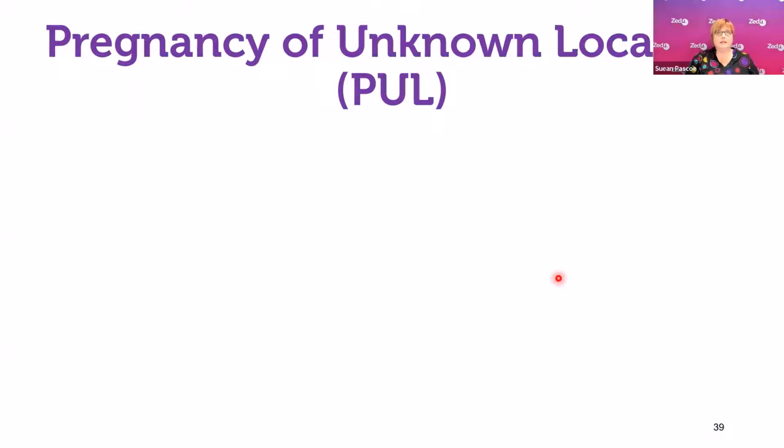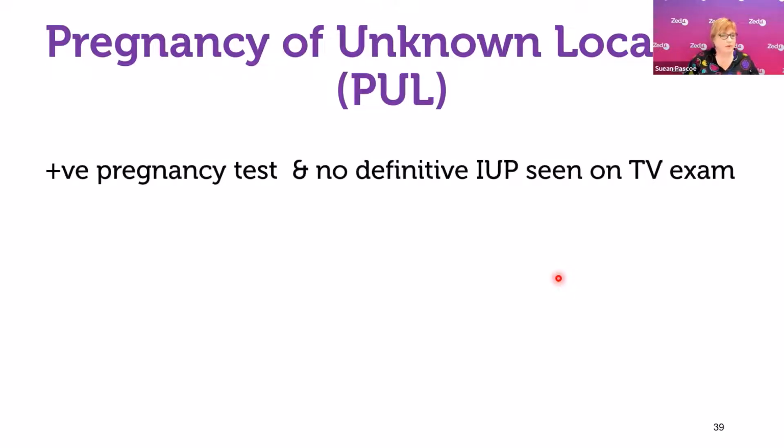The other term that comes up often is a pregnancy of unknown location. And so in a woman with a positive pregnancy test, but there are no signs of an intrauterine or an extrauterine pregnancy and no obvious retained products of conception, if we see that on a transvaginal ultrasound, we call it a pregnancy of unknown location. So positive pregnancy test and no definitive intrauterine pregnancy seen on a transvaginal exam. Now, a pregnancy of unknown location, or PUL, is a sonographic description of findings and not a pathological description.